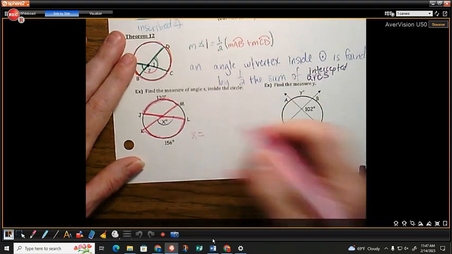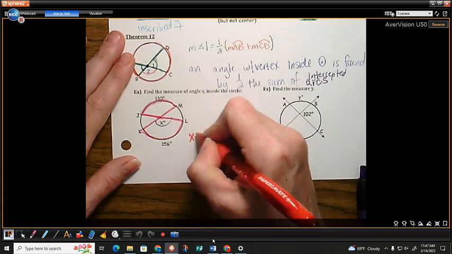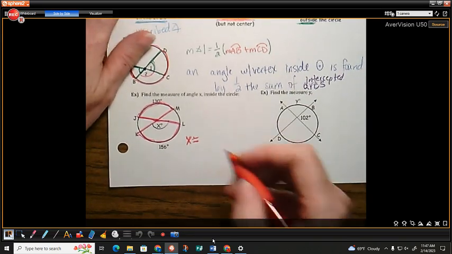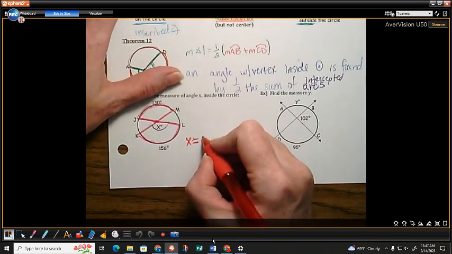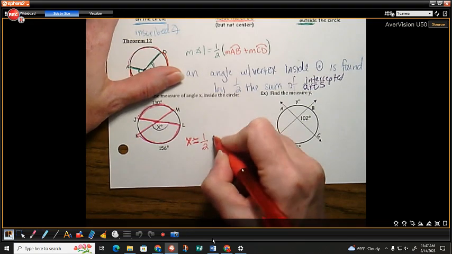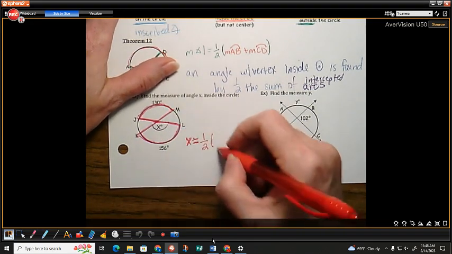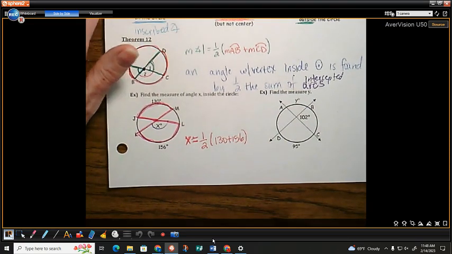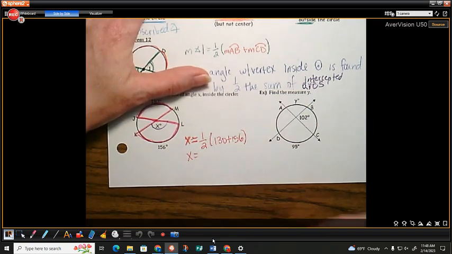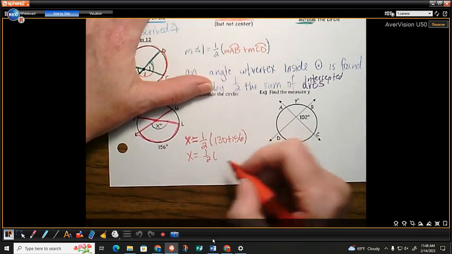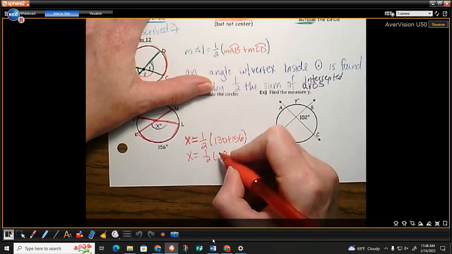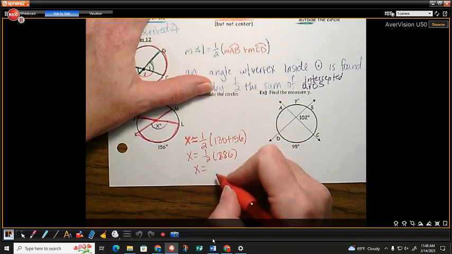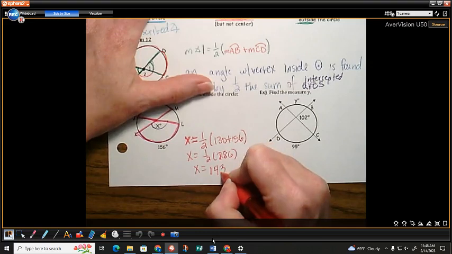And X is going to equal what? It's an angle inside the circle. So what's our rule? Yes. Half the sum, and so 130 plus 156. And a bunch of y'all have calculators, I saw. 143. And so it'll be half of 286. And X will be, how much is half of 286? 143.